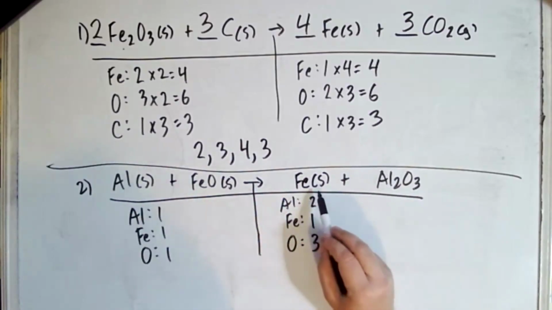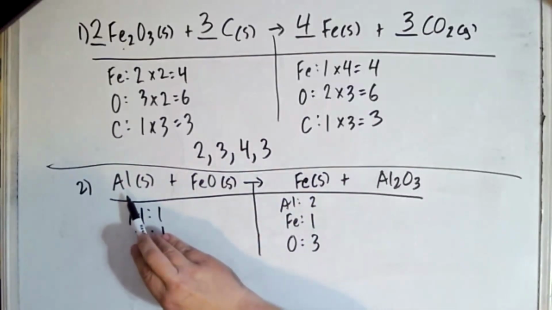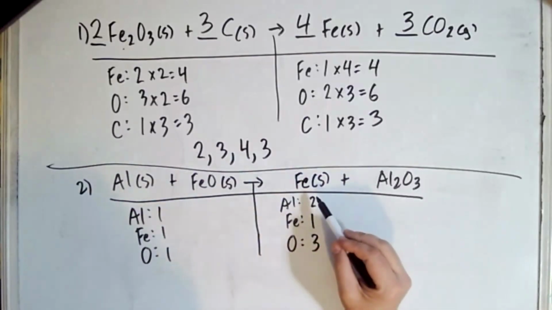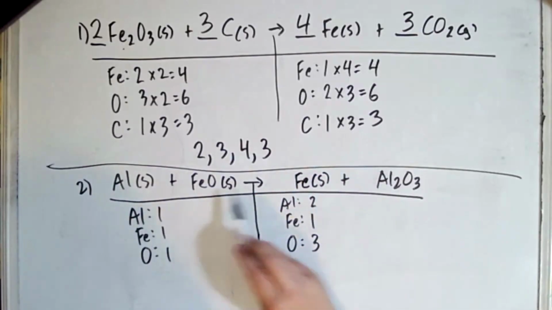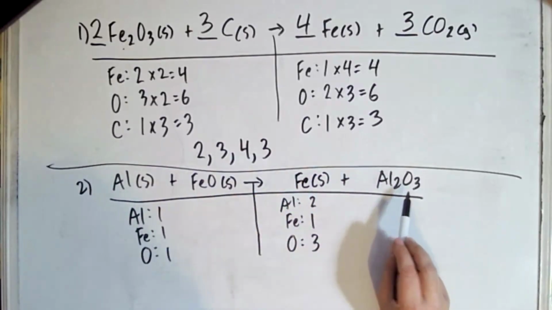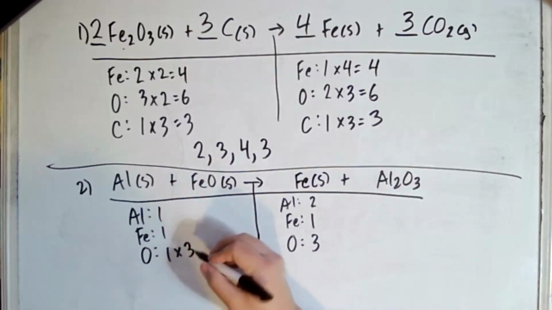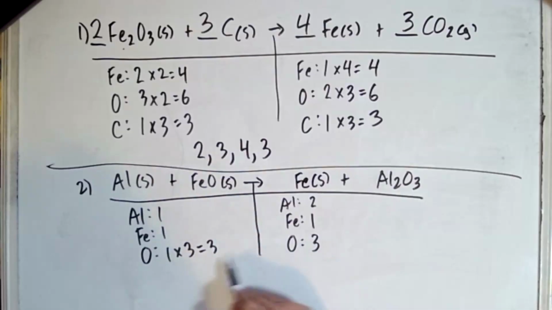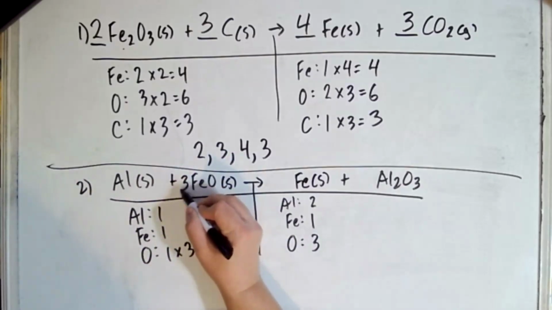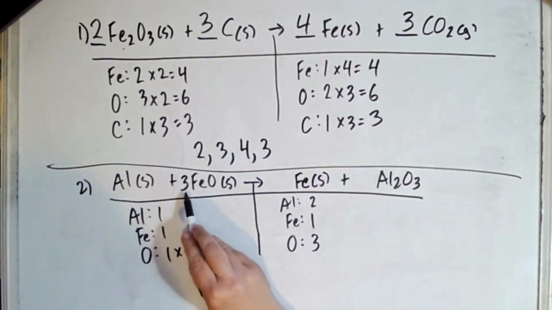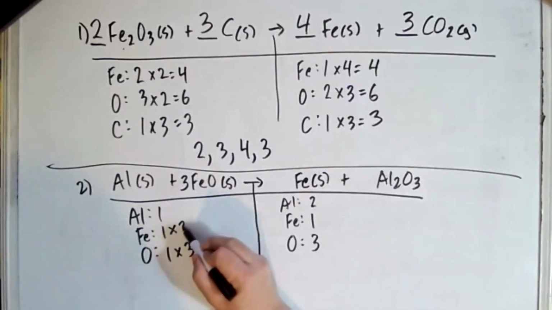Again, my aluminum and my iron are free elements, right? I've got my aluminum free on my reactant side. My iron is free on my product side. So I'm going to balance my oxygen first because it's part of a compound on both sides. So I'm going to go to the oxygen on my reactant side. And I see that if I multiply it by 3, I'll end up with 3 on both sides. So I'll just take that multiplier of 3 and I'll put it right here. But that means that I have to multiply my iron by 3 as well.